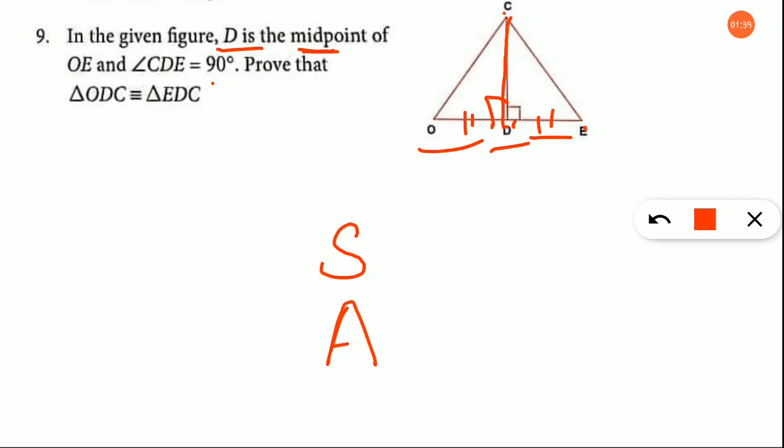And then let us check for one more thing. We know that the CD line, there is the C and D line, right? It is common for this triangle and also for the second triangle. So shall we say this side is also equal in both the triangles? Yes, that side is also same. That's it. We can prove that this triangle ODC is congruent to triangle EDC, because using the rule SAS, side, angle and side. Clear children? It is very simple, right?